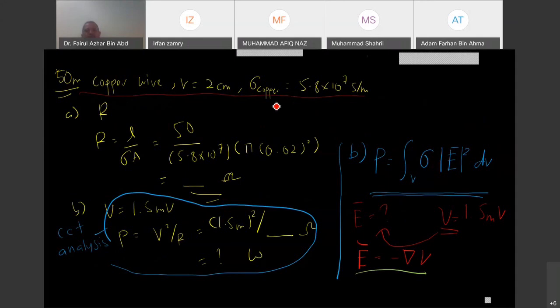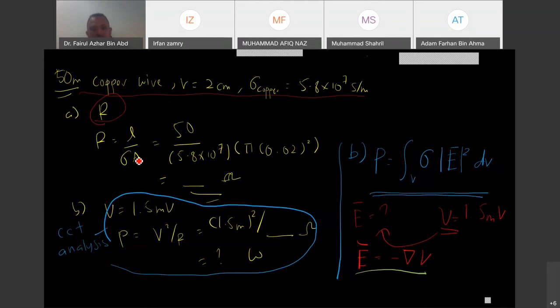First, the question asks us to find the resistance of the copper wire. Basically we can find it by using the general expression: R is equal to L divided by sigma A, where sigma is the conductivity of the copper.